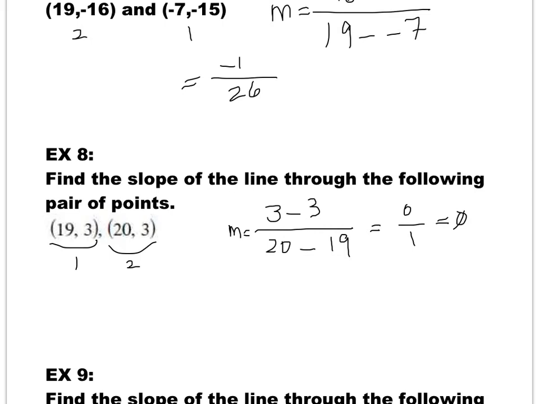Now, if the slope is 0, is the line vertical or horizontal? Horizontal. Remember, when the slope is 0, it means that the line is horizontal. There is no slope. When the slope is infinite or undefined, then the line is vertical. Always remember the building jumping. That's infinite slope here.